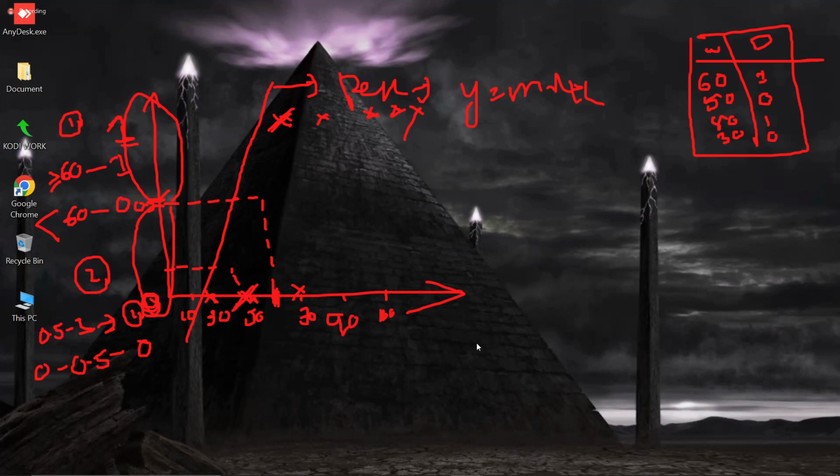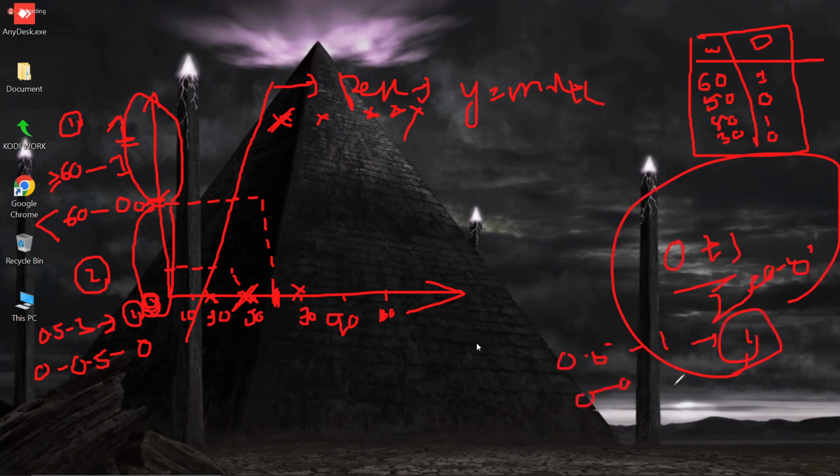Very simple. What I'm trying to say, threshold, very simple: 0 plus 1 by 2, which is 0.5. Isn't it, guys? So this is called the threshold. Threshold means 0.5 to 1 would be diabetic, and 0 to 0.5 would be non-diabetic. That's on the graph. Now I'll plot another graph.